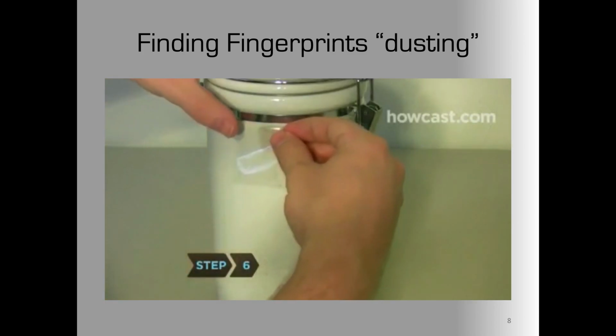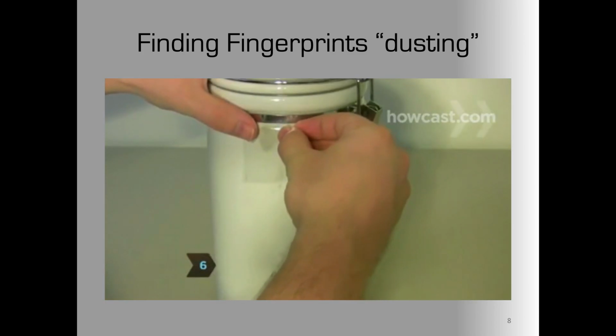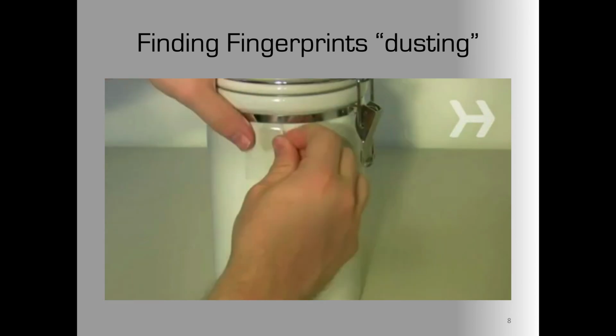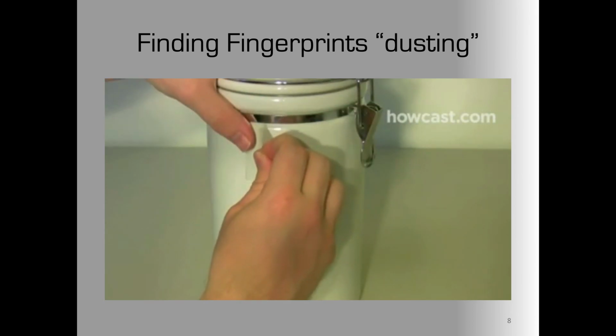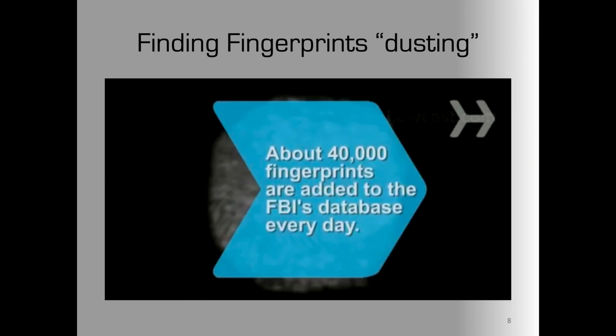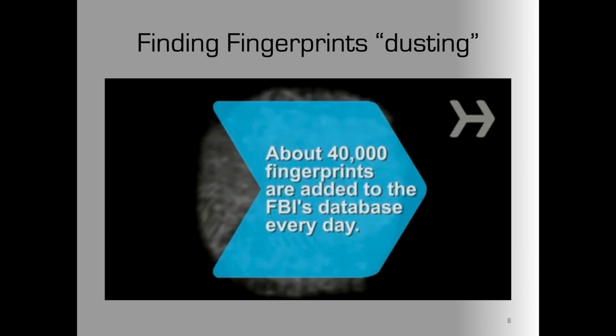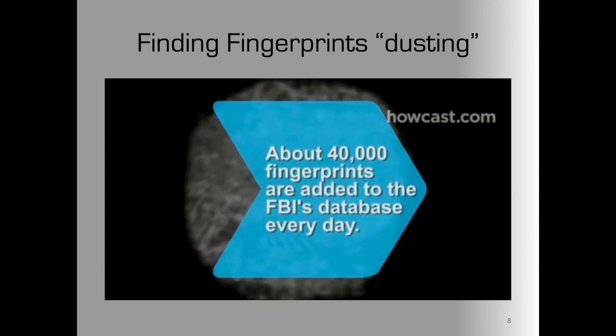Step 6. Once you've located a print and it's covered in soot, place a piece of clear tape over it. When you remove the tape, the fingerprint will be stuck to it. Did you know? About 40,000 fingerprints are added to the FBI's database every day.